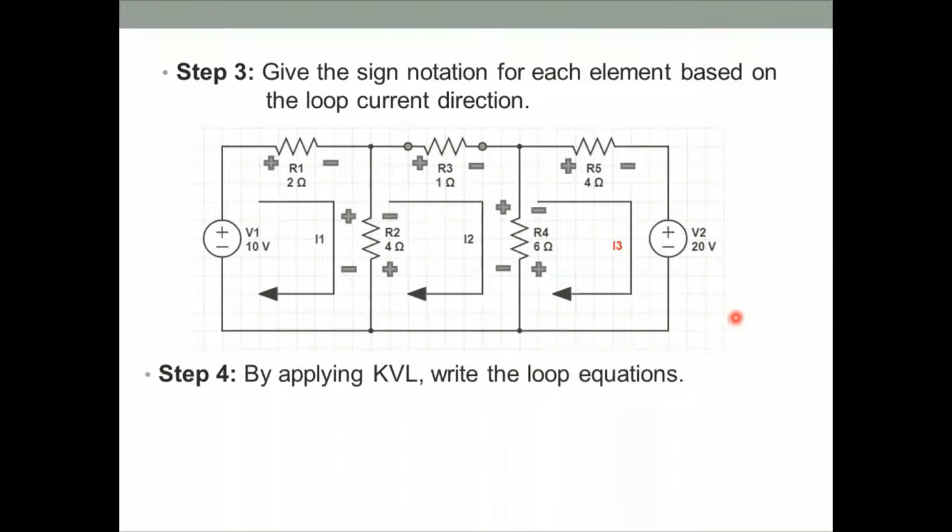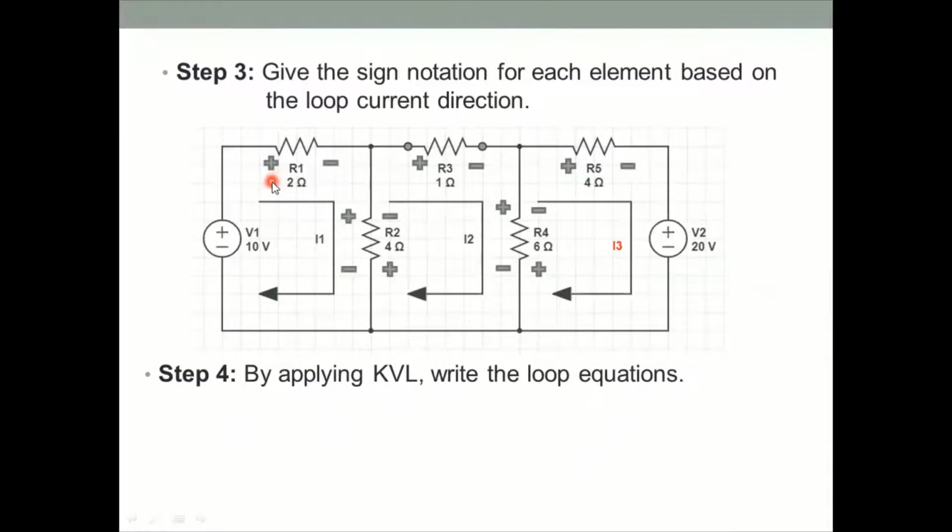So coming to step 4, we need to apply Kirchhoff's voltage law and write the loop equation. Kirchhoff's voltage law is nothing but the algebraic sum of the voltages in a closed path is equal to 0. So according to that, we need to write the loop equation. The algebraic sum of the voltage drops in a closed path is equal to 0.